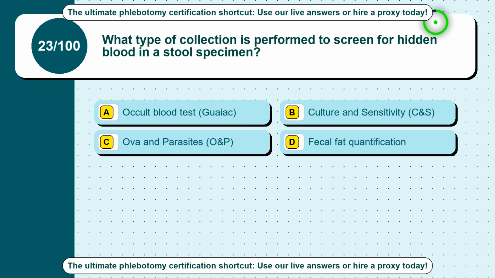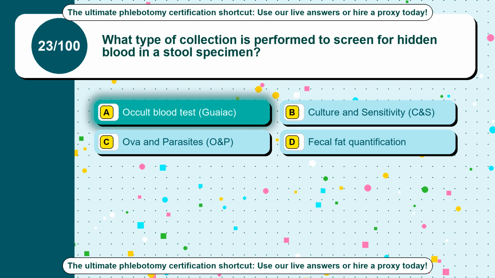Question 23. What type of collection is performed to screen for hidden blood in a stool specimen? Option A, occult blood test, GWAC. Option B, culture and sensitivity, C&S. Option C, ova and parasites, O&P. Option D, fecal fat quantification.